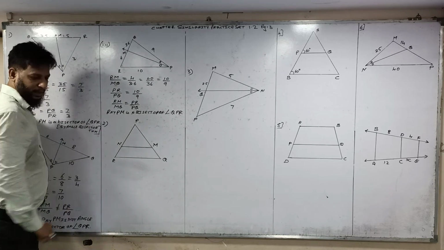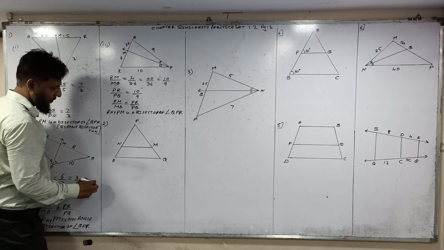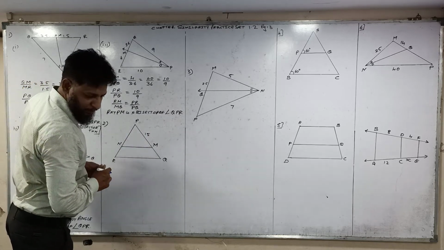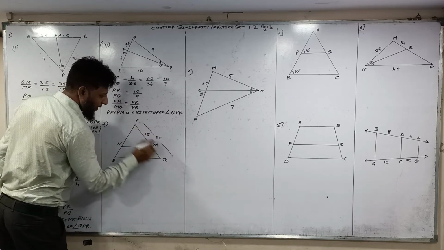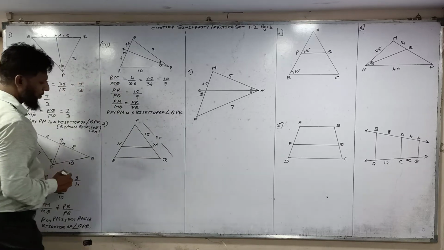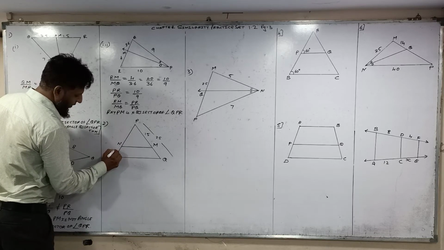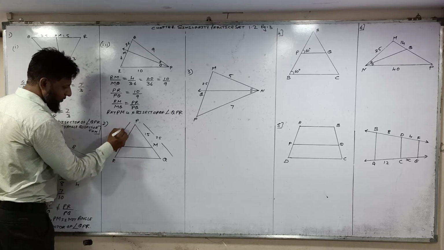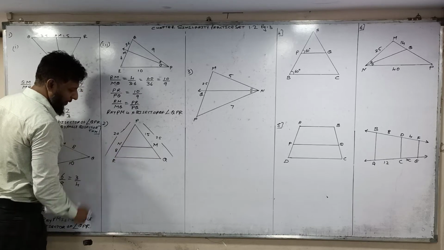Now come to the second sum. PM is given 15, and PQ, full PQ, is 25. Full PQ is from here to here. Then PR is equal to 20 and NR is equal to 8. So in this one you have to find NQ, and in this one you have to find PM.